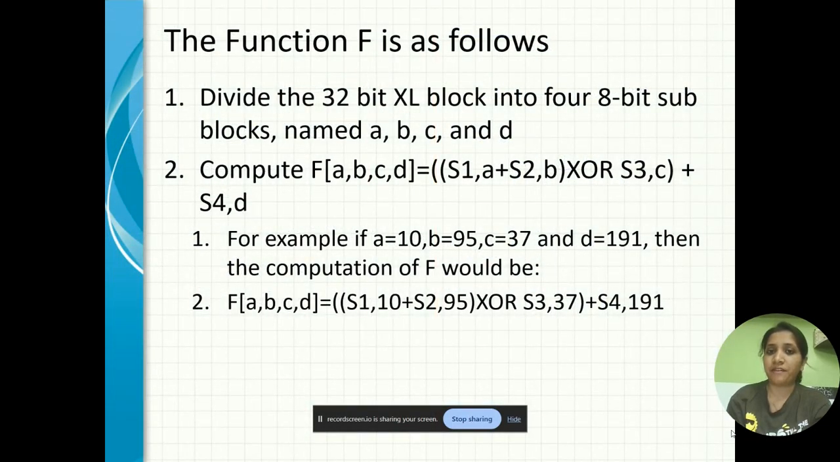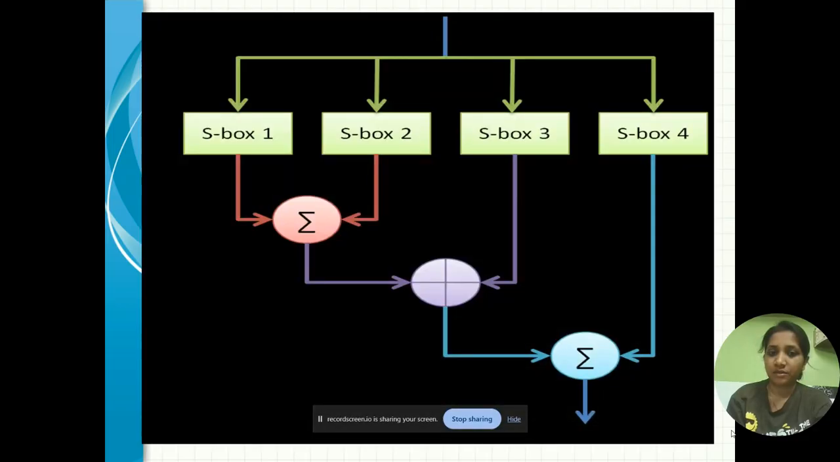So the function f is as follows. Divide the 32-bit XL block into four 8-bit sub-blocks named A, B, C, and D. Compute f of A, B, C, D as follows. For example, A equals 10, B equals 95, C equals 37, D equals 191. Then compute f as you can see on the screen. So here is the combination of S-box 1, S-box 2, S-box 3, and S-box 4.